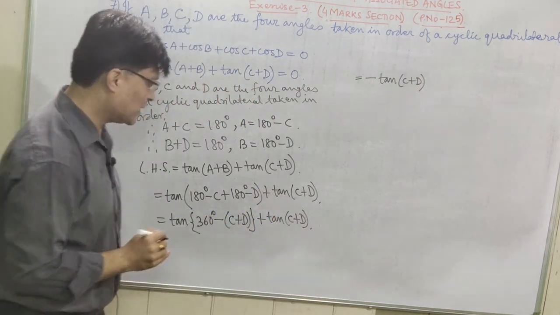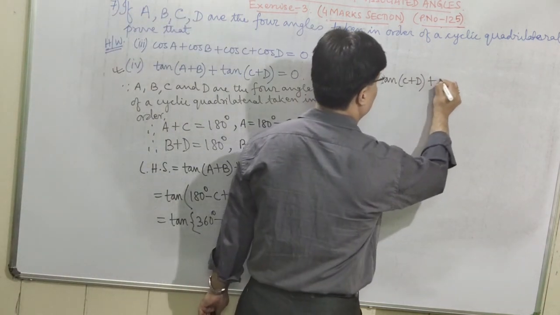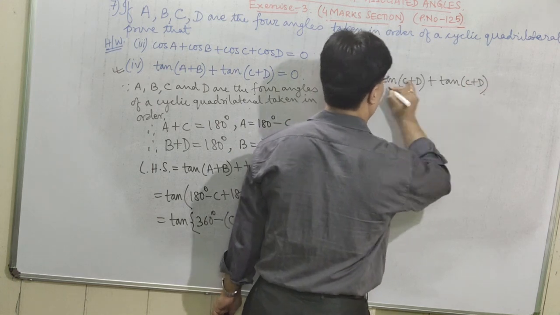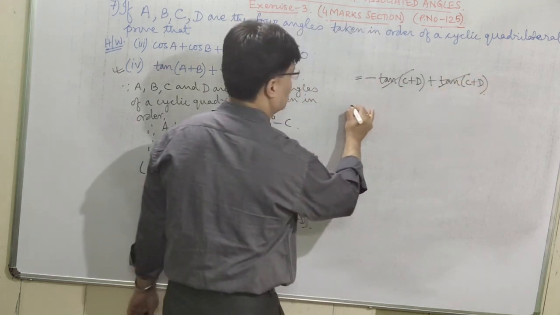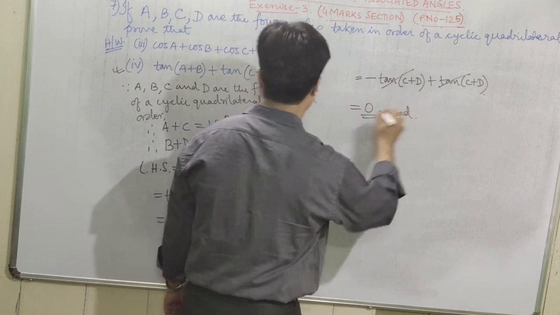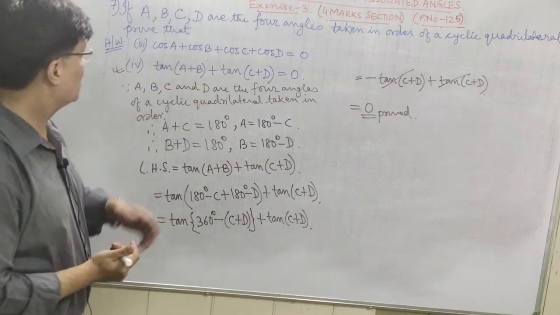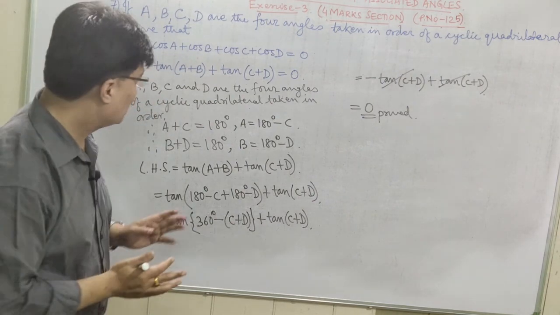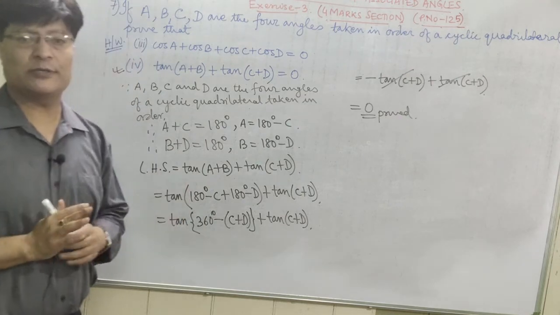Okay. So what is the second term out here? Plus tan of (C plus D). So we can cancel them, which is equal to 0. So it is proved. I think you have understood it. So you can do it at home. That is, 7 number 3 is your homework. Okay. So you can copy it. I think you have understood it.